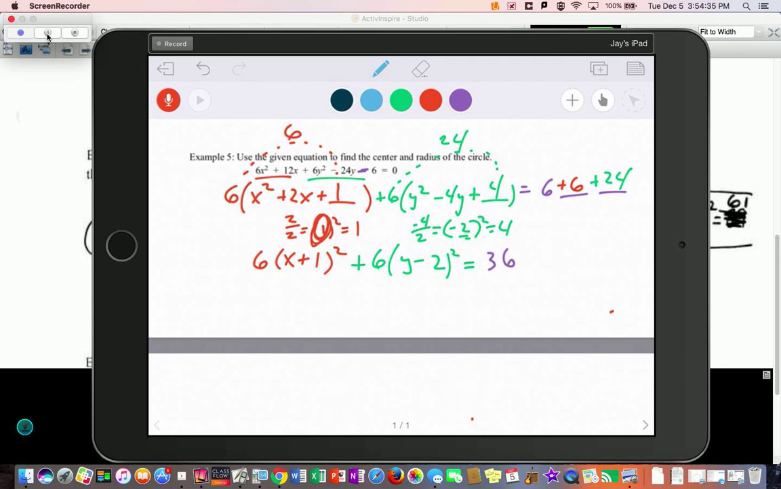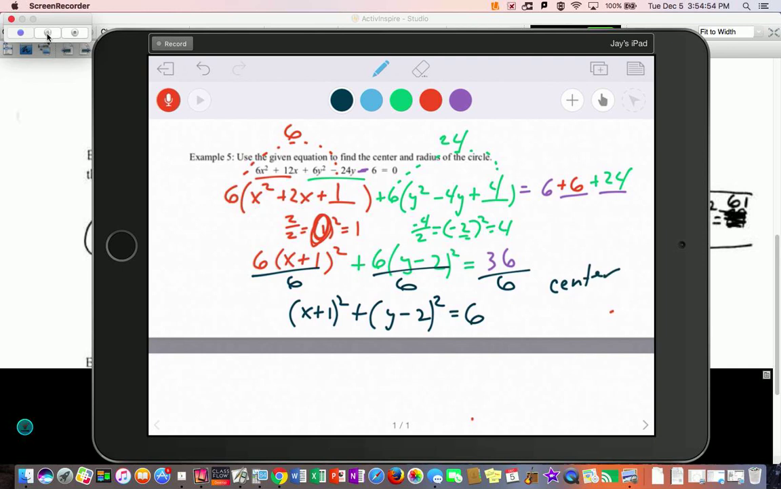Now the final thing is to divide every term by 6 because there's nothing in front of the parentheses. So it's x plus 1 quantity squared plus y minus 2 quantity squared is equal to 6. So what you have is a circle with center negative 1, 2, and this time the radius is the square root of 6. So that's the end of part 1, and we'll move on to part 2 with the next video.